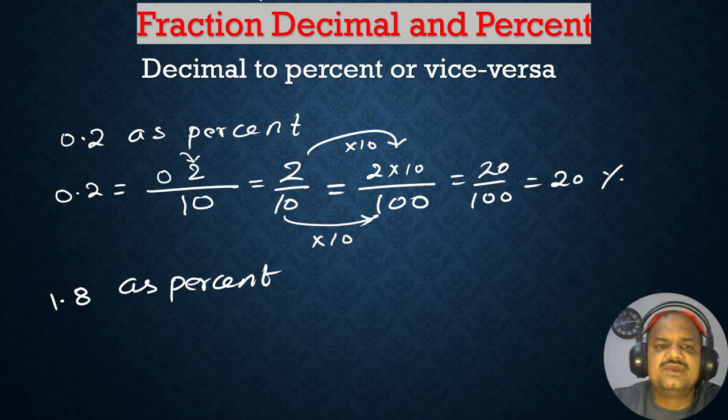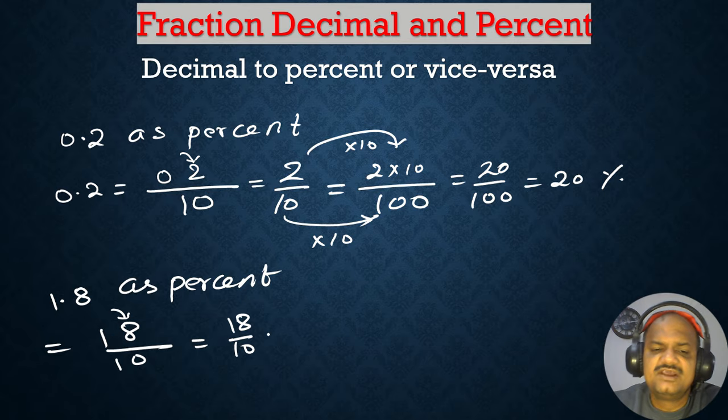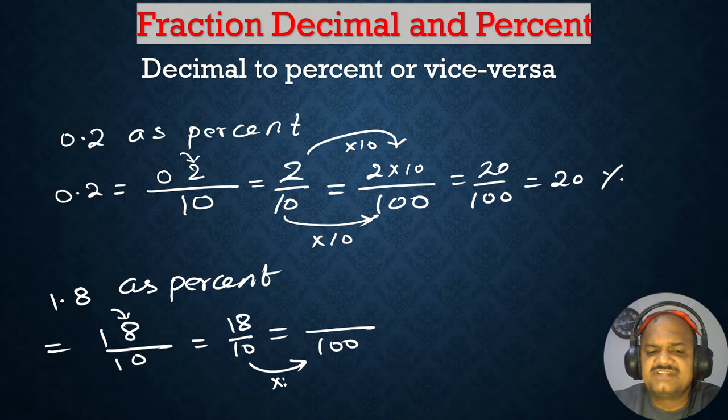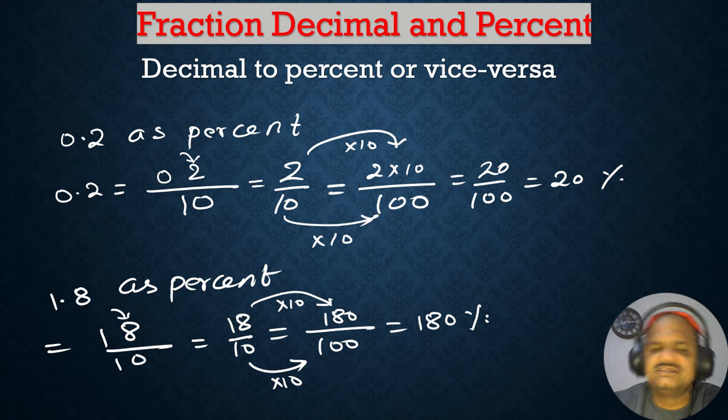So what you can do here? 1.8 as a percent. It will be 1.8 over, below the dot you will write 1, and after the decimal you have one number only. So 10. So this is 18 from 10. Okay. This decimal will be removed. But for percent we want from 100. So 10 times 10 is 100 and 18 times 10 will be equal to 180. So this will be 180%.